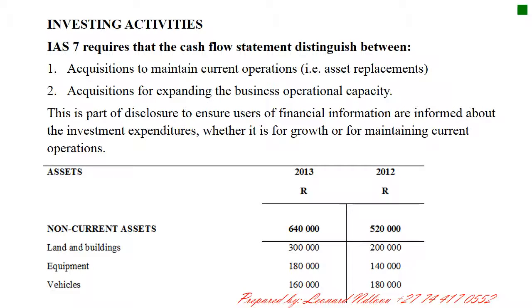Investing activities. As we continue, IAS 7 requires that the cash flow statement distinguish between acquisitions to maintain current operations, i.e. asset replacements, or acquisitions for expanding the business operational capacity. This is part of disclosure to ensure users of financial information are informed about the investment expenditures, whether it is for growth or for maintaining current operations.